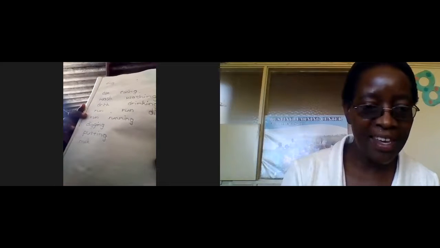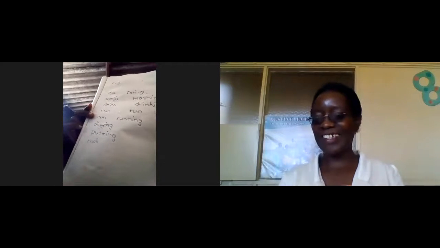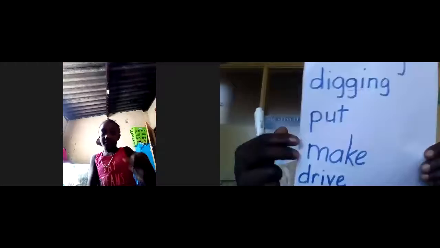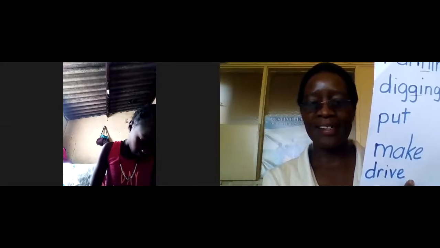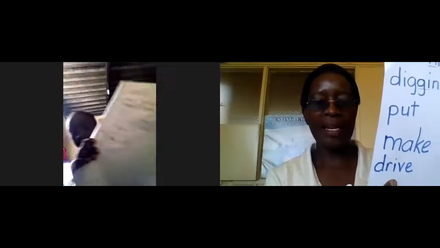Let me see. M A. Okay, you read M E. All right, there it is. Make. Write it again. Don't rub. Write another on another line. Make. Make. And then I've got another way.